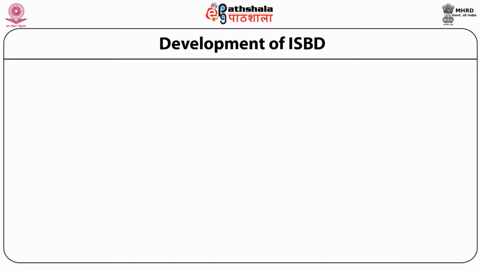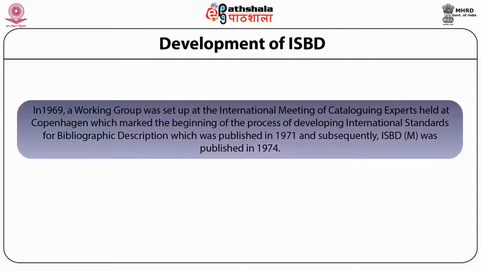Then what is the history? What is the development of ISBD? So, in 1969, for the first time in the library cataloging field, a working group was formed, and an international meeting of cataloging experts was held at Copenhagen, which marked the beginning of this process. And there was a lot of discussion, arguments and counter arguments were held. So many resolutions were passed.